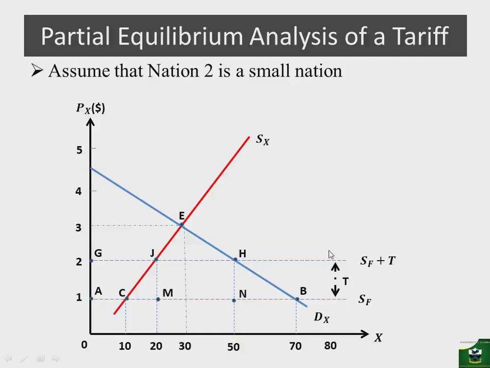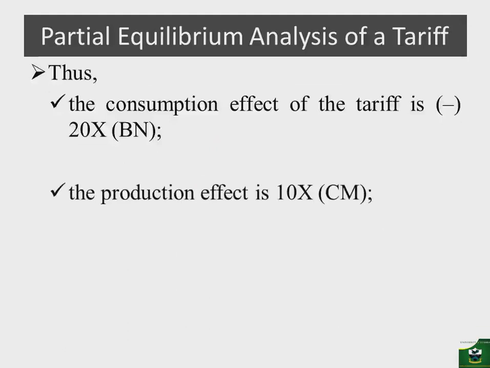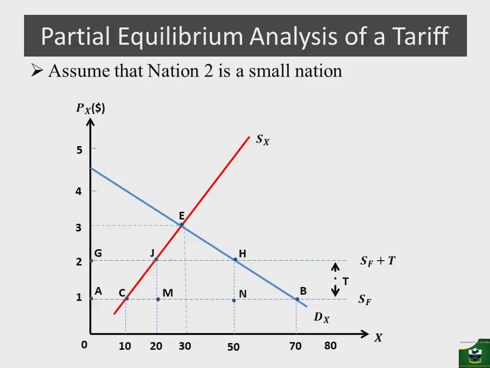Okay, so we can also look at the other effect, which is the production effect being 10, meaning domestic production has increased by 10 units.